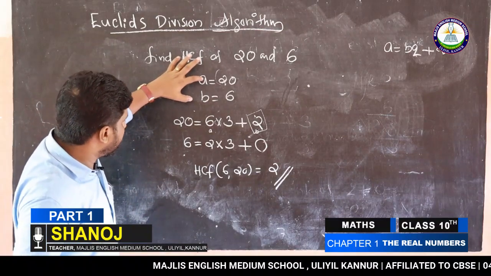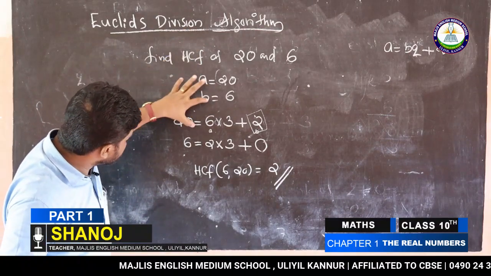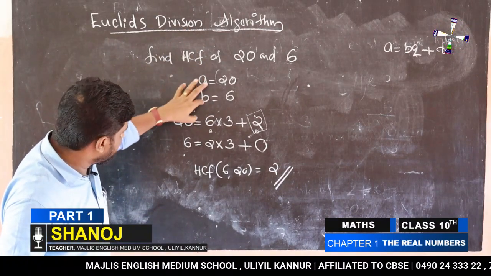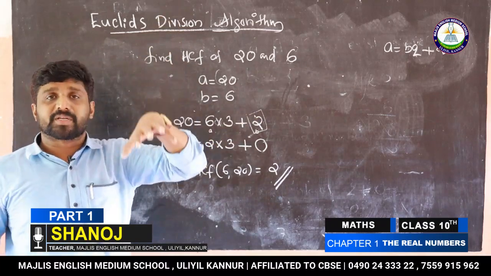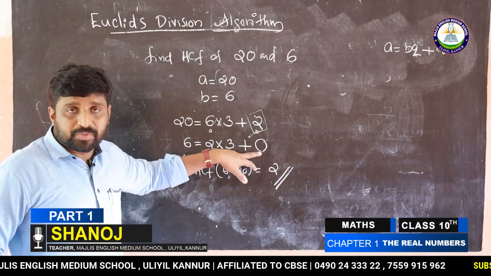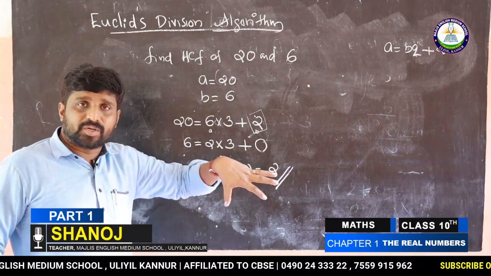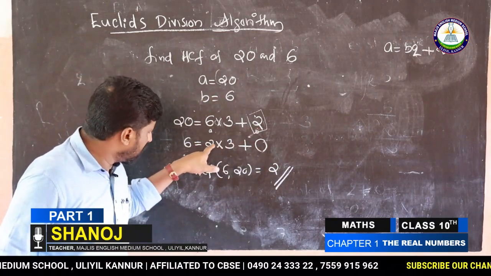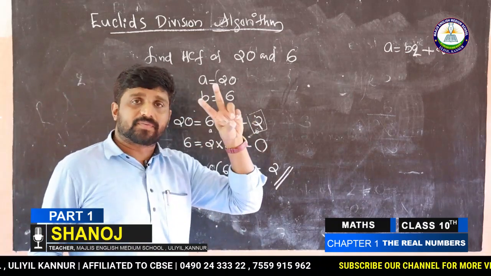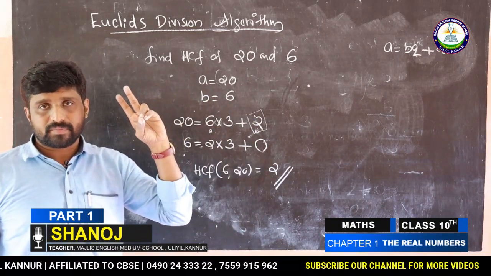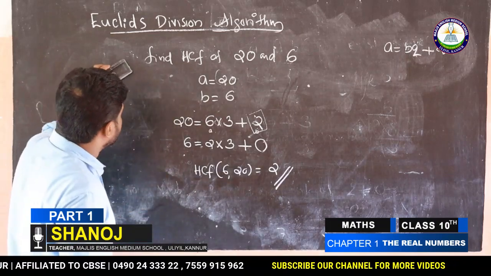The larger number we can take as a and the smaller number we can take as b, and that can be expressed like this. Here there were only two steps; sometimes we need many steps until we get 0. When you get 0, which number is there? Both are the same. That is considered as the HCF of those two numbers. Clear? Okay, and one more question I can give you.